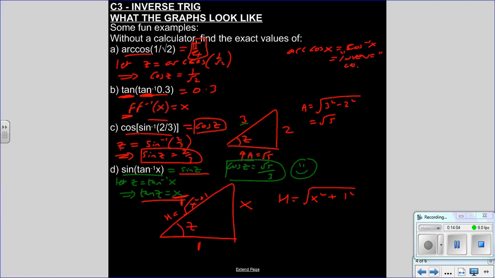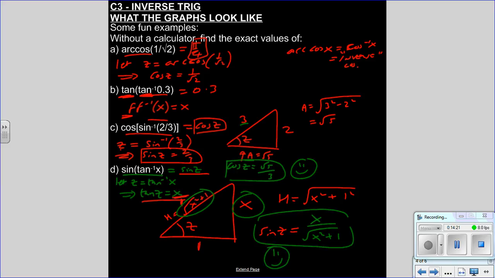Go back to the original question. What's sine z? Sine z is opposite over hypotenuse. So x over the square root of x squared plus 1. And you're finished. So these problems are really fun if you work out the triangles like that. Give it a go.